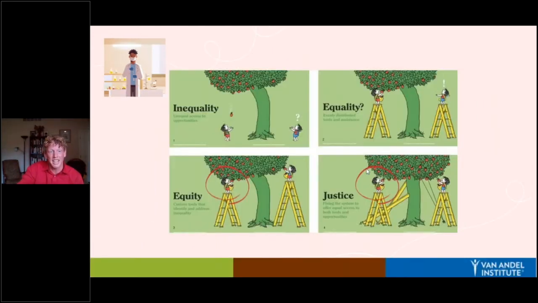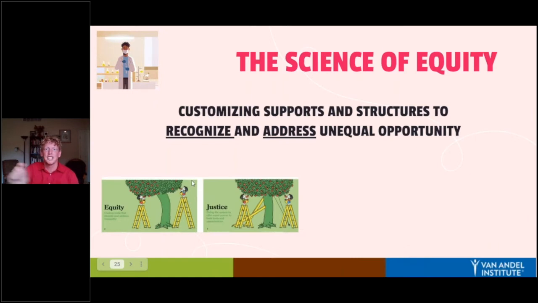Remember, it's about getting every student, even the ones who started off just fine, making sure that they can still thrive, but making sure that that's not just a situation for a privileged few, that opportunity is extended to everyone. So this is the definition of equity in the classroom: customizing supports and structures to recognize and address unequal opportunity. Recognize it. Be aware of the fact that it exists and then do what we can to fix the problem.